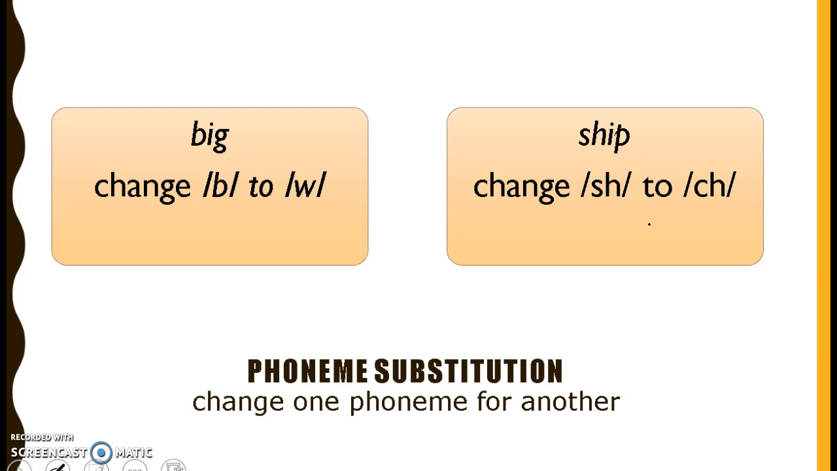And finally, we can do phoneme substitution, where one phoneme is changed for another. For example, if we change b to w in the word big, we form the new word wig. If we change sh to ch in the word ship, we form the new word chip.